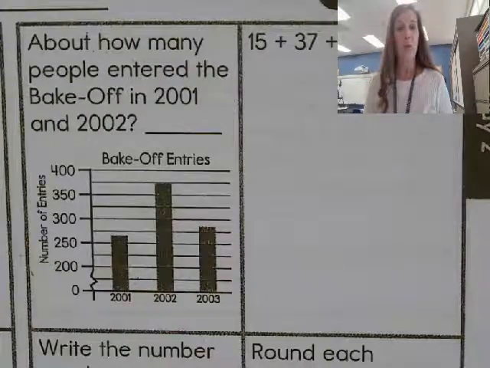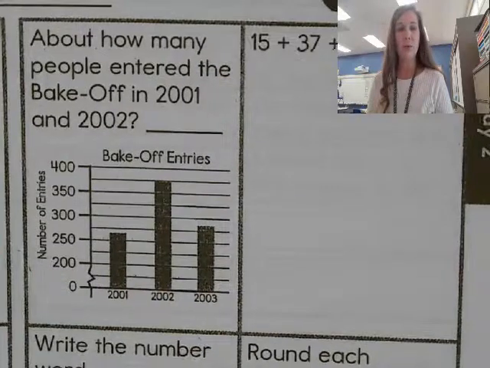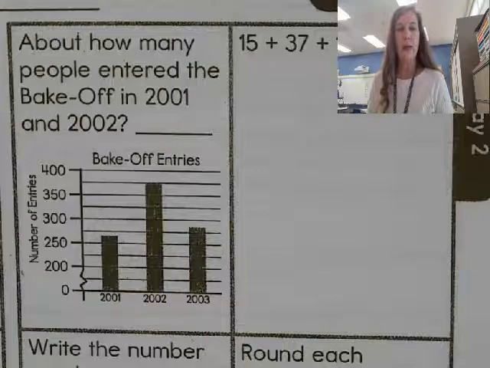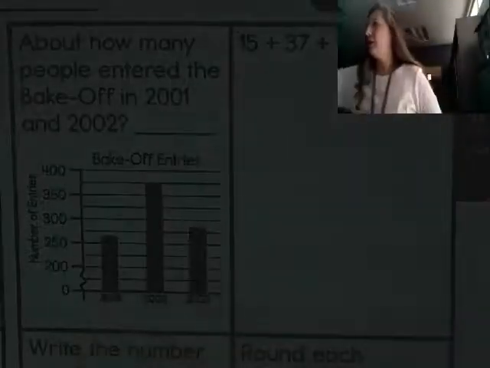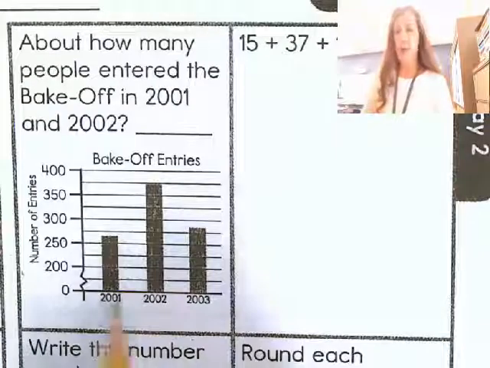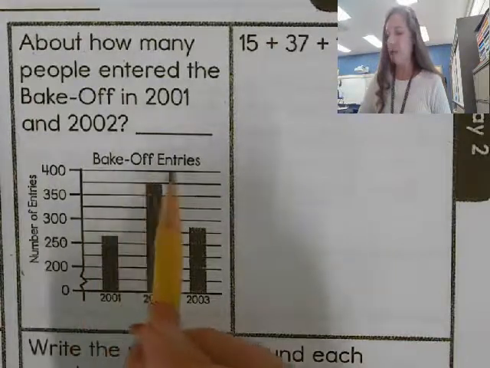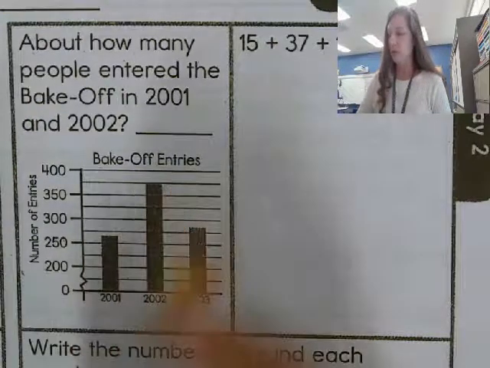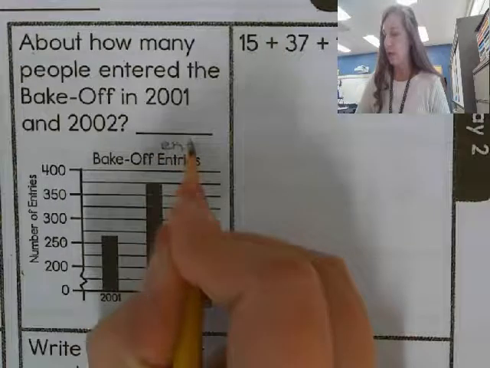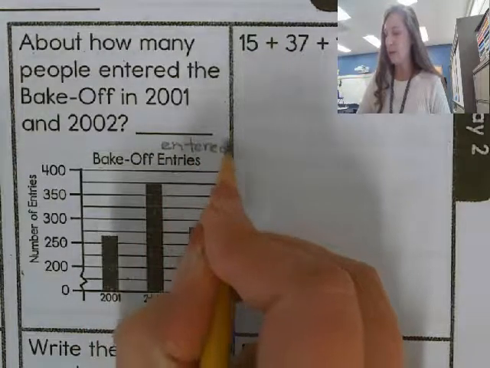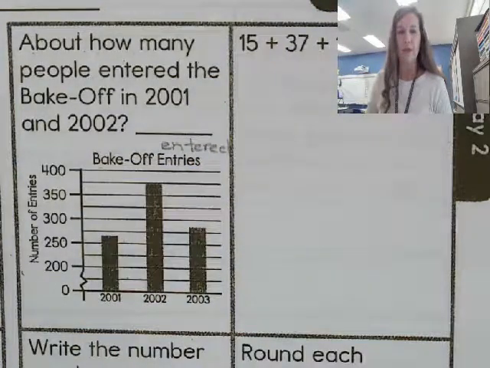We're going to look at week 8. We're on day 2. So looking at our first problem, we have how many people entered the bake-off in 2001 and 2002? You will notice that here in your problem, you have a bar graph. In the bar graph, the title says bake-off entries. That's how many people entered. The word entry means the word entered. How many people entered this bake-off contest?